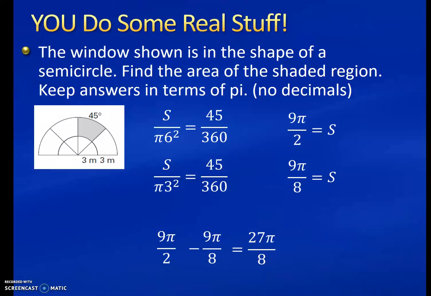Hopefully I didn't go through this too fast for you. Let your teacher know if you have any questions. Like I said, it's very similar to arc length. The only difference is we're dealing with area now, so we need to use pi r squared. Go ahead and get started on the practice.